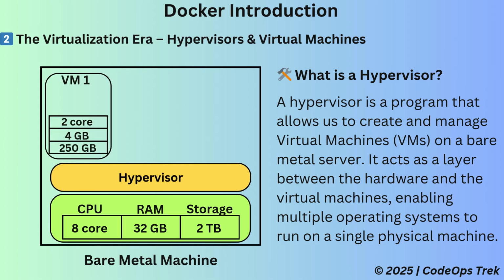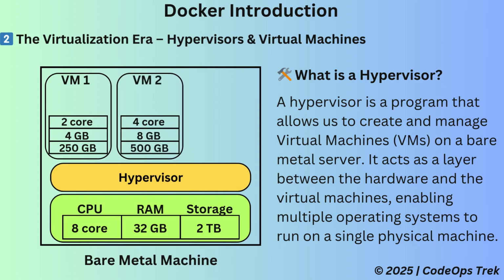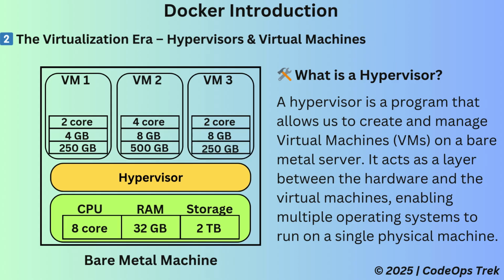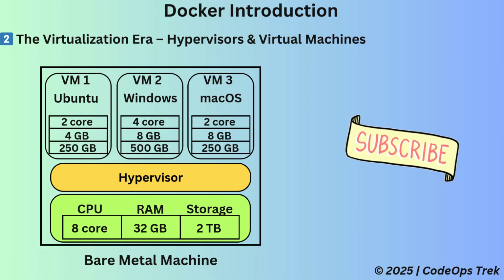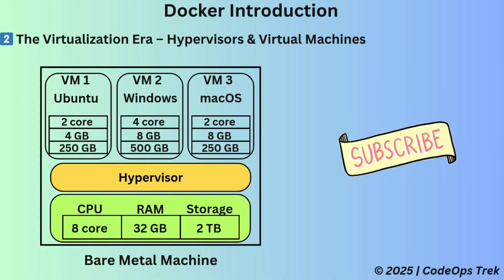First, it creates VM1 and allocates 2-core CPU, 4 GB RAM, and 250 GB storage. Similarly, it creates another VM, VM2, and allocates 4-core CPU, 8 GB RAM, and 500 GB storage. VM3 is allocated 2-core CPU, 8 GB RAM, and 250 GB storage. Each VM has its own dedicated hardware and operates independently. One of the biggest advantages of virtual machines is that each VM can run a different operating system, like VM1 can have Ubuntu OS, VM2 can have Windows, and VM3 may have macOS.